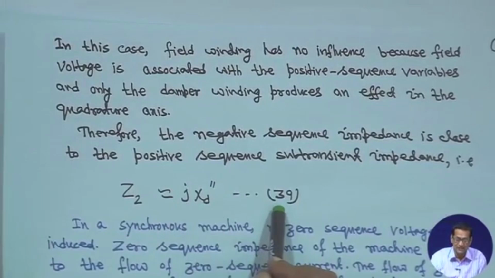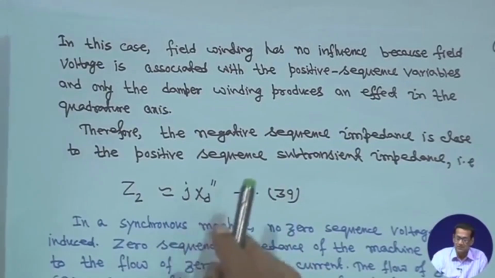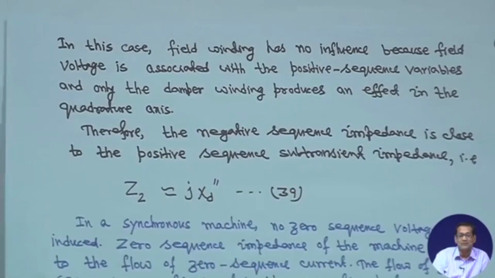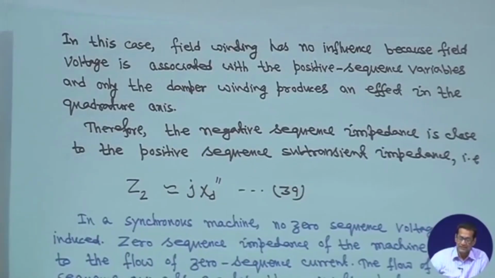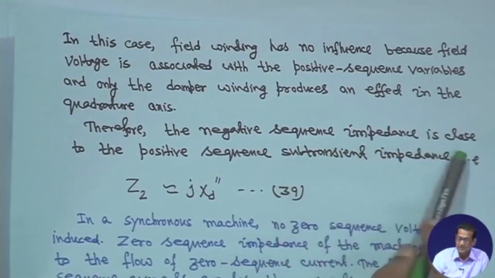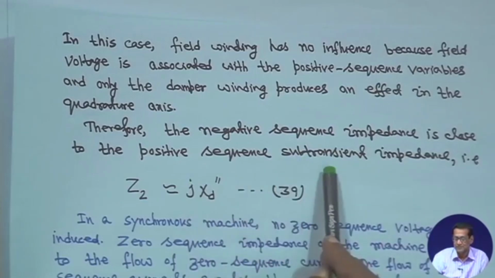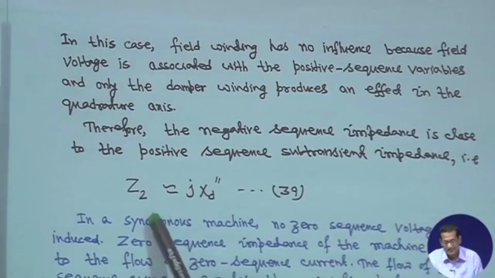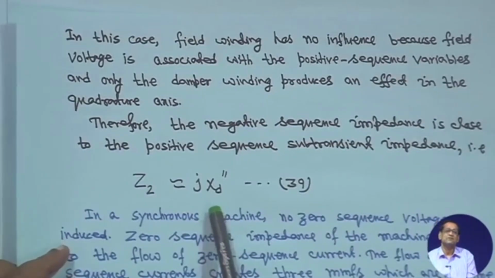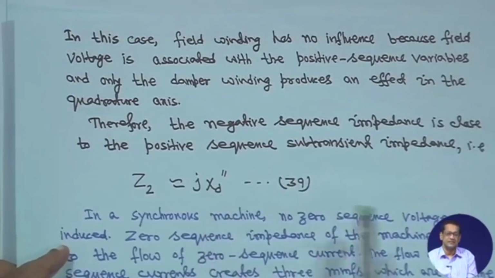This is equation 39. That means the field winding has no influence, because field voltage is associated with the positive sequence variables, and only the damper winding produces an effect in the quadrature axis. Therefore, the negative sequence impedance is very close to the positive sequence subtransient impedance, that is Z2 is approximately equal to jXd double dash, for the synchronous machine negative sequence impedance.